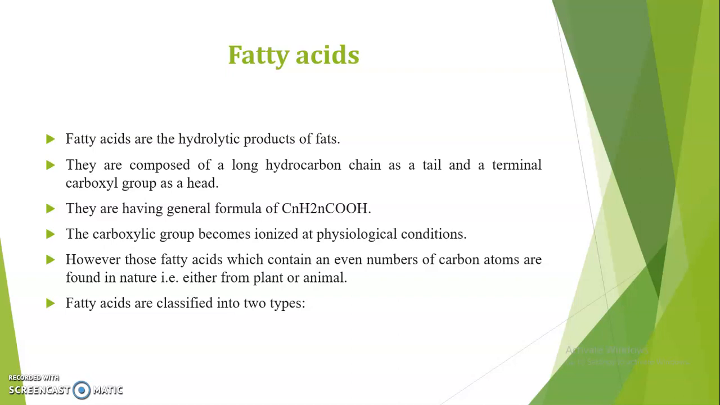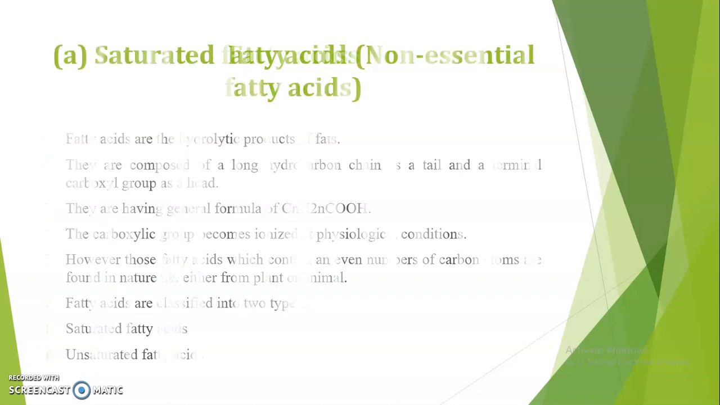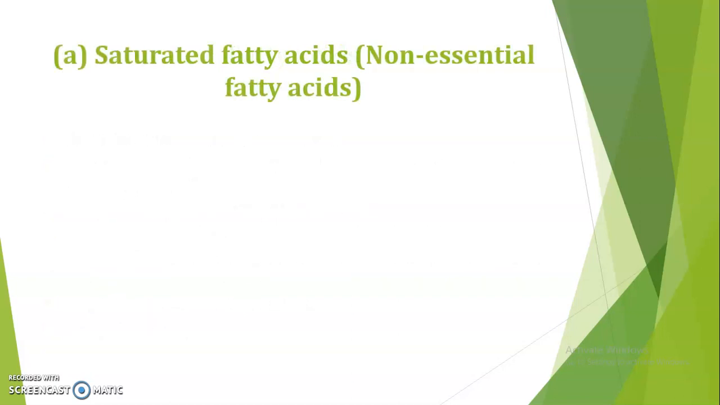As we have seen in the classification chart, fatty acids are classified into two types: the saturated fatty acids and the unsaturated fatty acids. First we will discuss the saturated fatty acids and then the unsaturated fatty acids. Saturated fatty acids are also known as non-essential fatty acids because they are synthesized in our body, while unsaturated fatty acids are known as the essential fatty acids because they are not synthesized in our body, so they must be obtained from the diet that we are consuming.